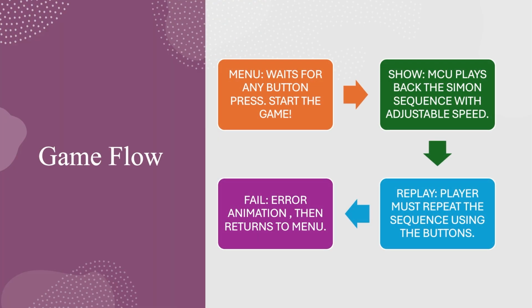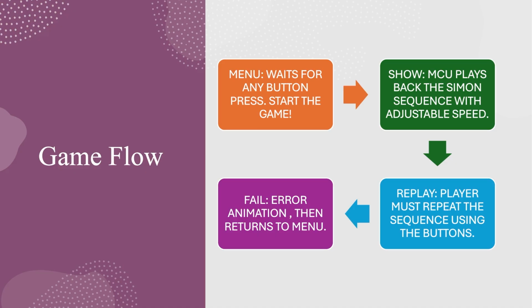Here's the full flow of our assignment game. We begin in the menu state where the game waits for any button press. As soon as the player presses a button, the game starts. Next, the game enters the show state. Here, the MCU plays back the assignment sequence using the LEDs and buzzer. The speed adjusts based on the level, so it gets harder as you progress.